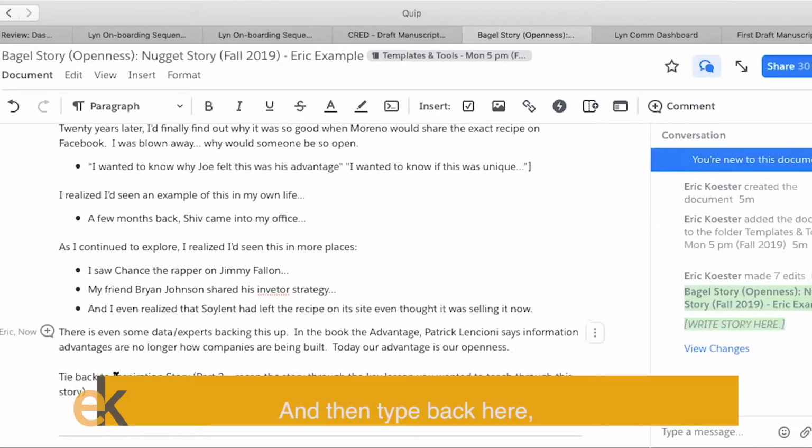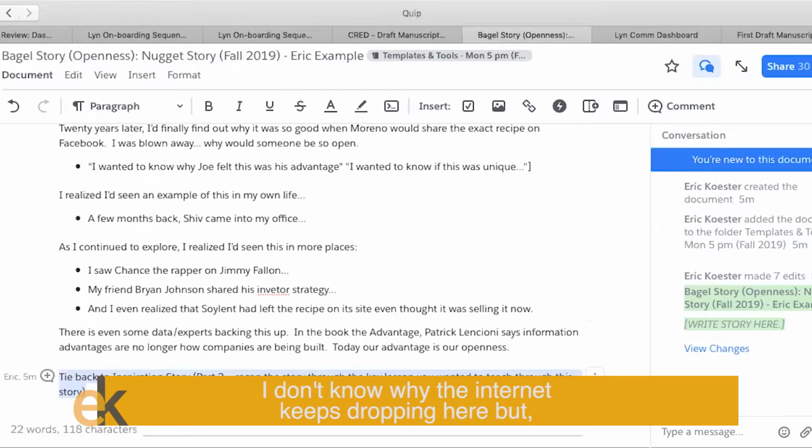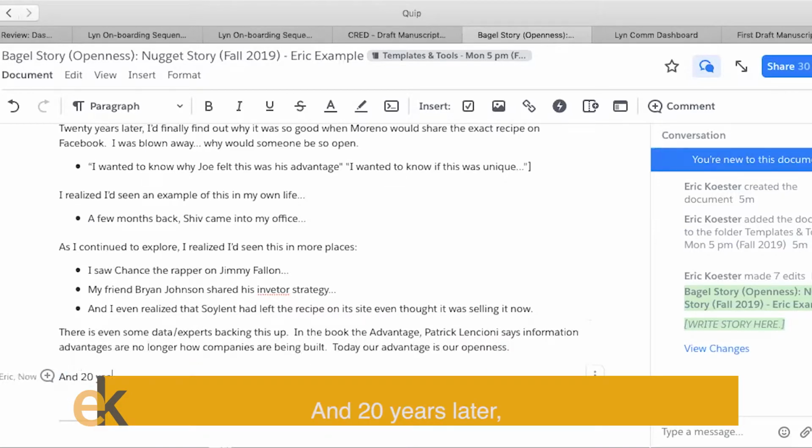And then tie it back here, sort of in some ways. Sorry about that. I don't know why the internet keeps dropping here, but tie it back at the end and sort of say, and 20 years later, I still know that even though Joe open sourced his recipe, no one can ever make as delicious a bagel.